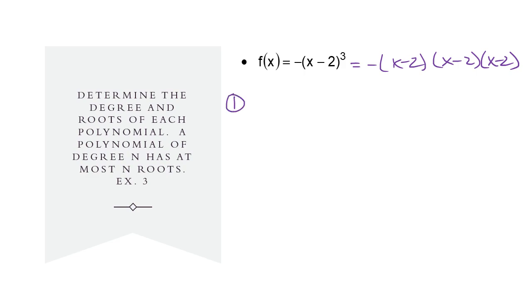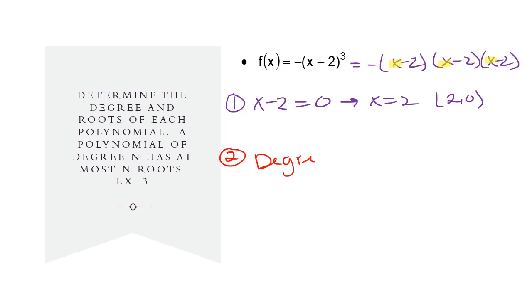So first off, to find our root, because it's the same factor over and over, we only use x minus 2 equals 0 once. That means that x equals 2 and that our x-intercept is at (2, 0). Okay, for our degree, we're going to look at our leading terms, and our leading terms are x, x, and x. So therefore, the degree can be found by taking x times x times x, which equals x to the third. So this is a third degree polynomial.